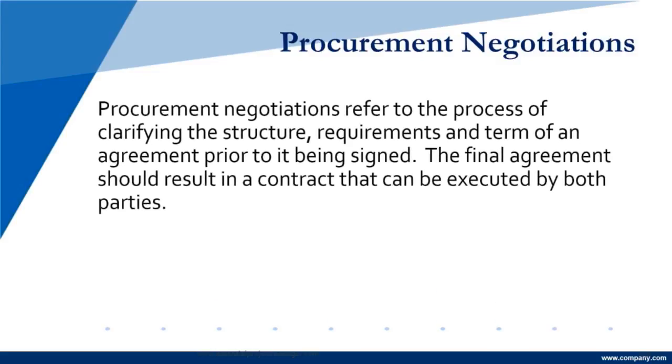Negotiations of procurement. This refers to the process of clarifying the structure, requirements, and terms of agreement prior to it being signed. So there's a negotiation that happens. We've talked about negotiating techniques in general, and these kinds of techniques are used heavily in the procurement area. You want a final agreement that results in a contract that's executed by both parties. Both parties have an obligation to that contract.